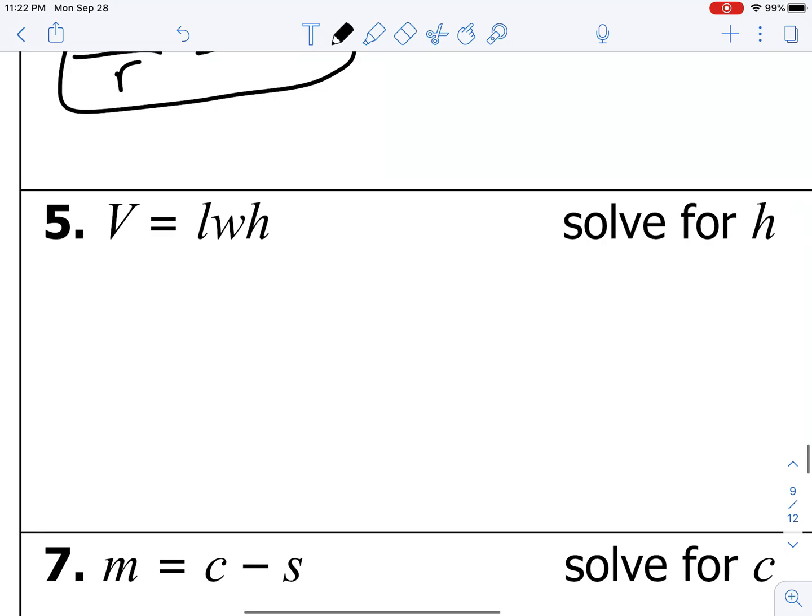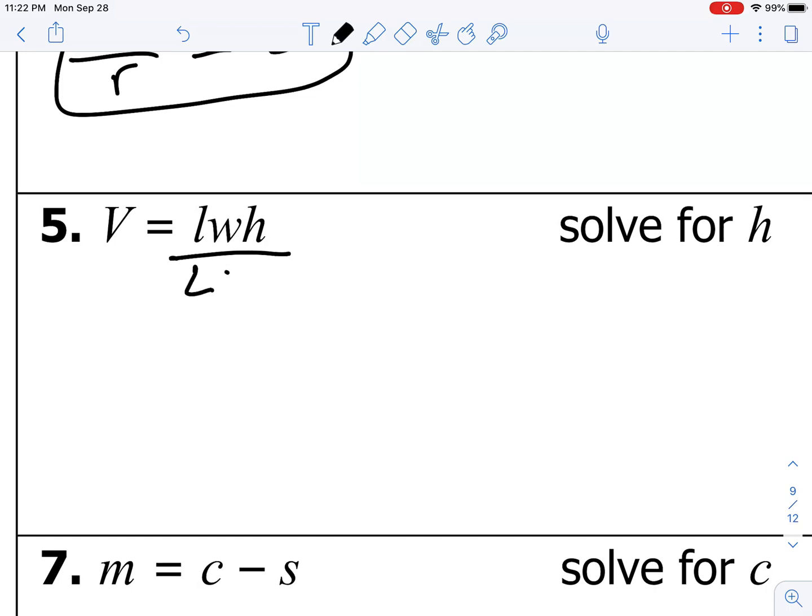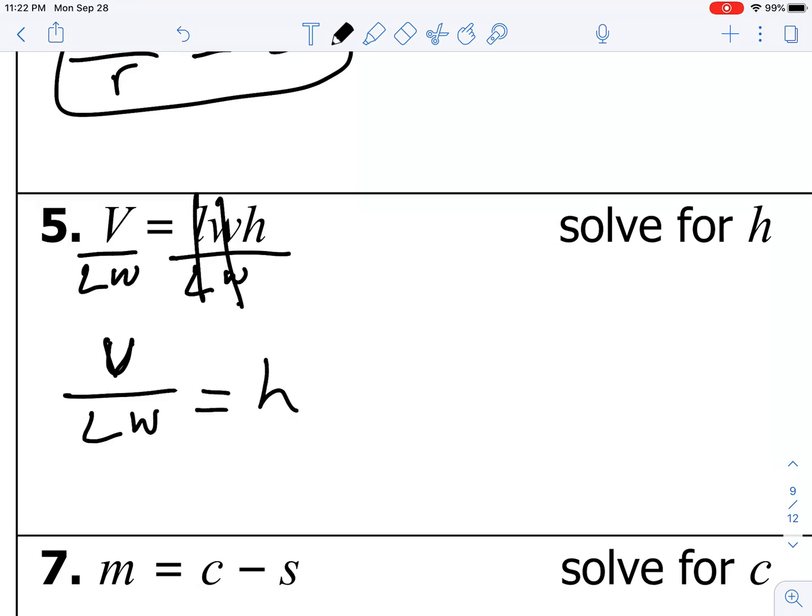So here we go. Number 5, a much easier example than what I just showed you. LWH, we need to get rid of the L and the W. So we're going to divide by the L and the W. That's now gone. That's now gone. So we get V over LW equals H. H is now by itself. That's your answer.